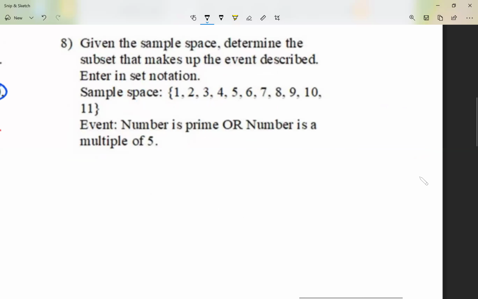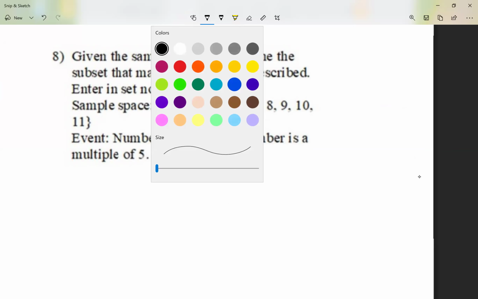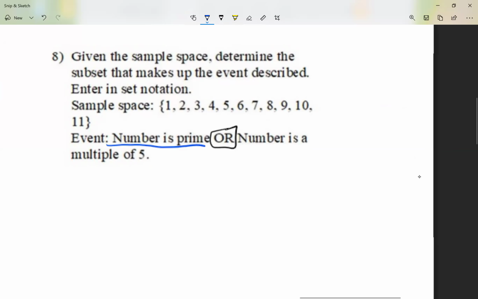Take a look at question number 8. I'm using the word or again. My number is prime or the number is a multiple of 5. So for my first choice, the number is prime. Do you guys remember your prime numbers? 1 is not a prime, so we start with 2. Remember, primes are those numbers that are divisible by 1 or itself only, right?